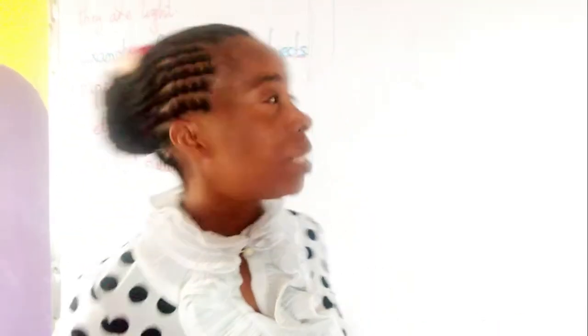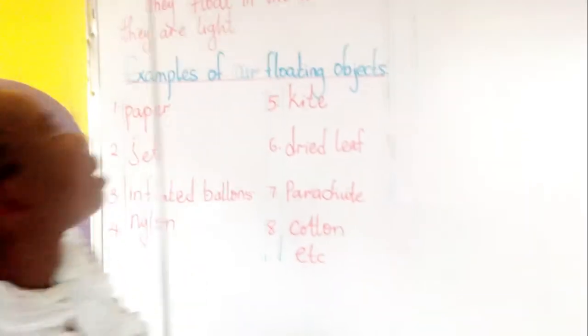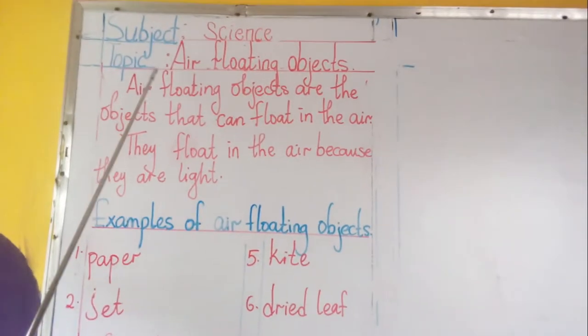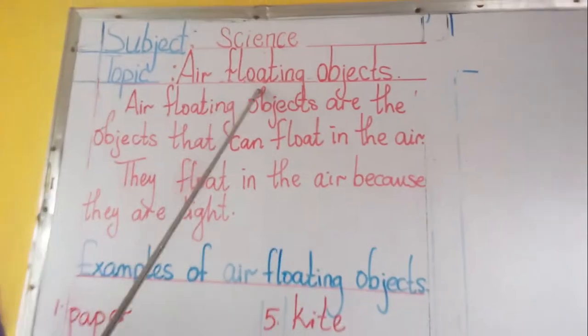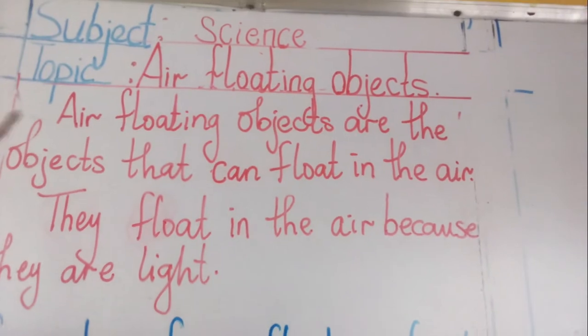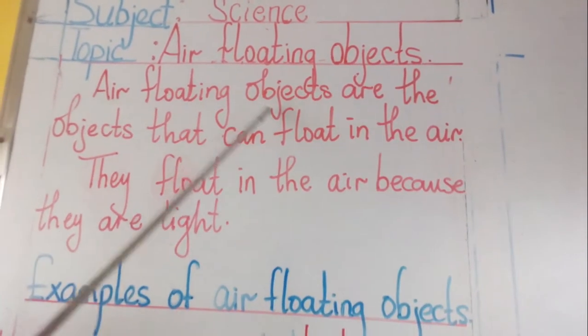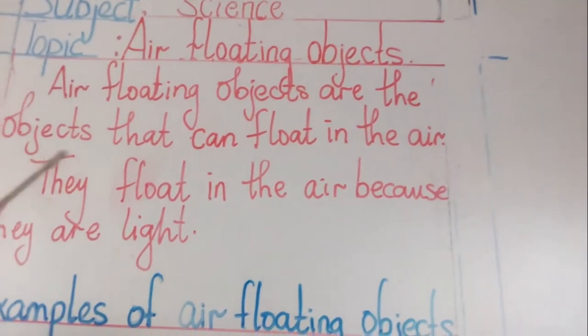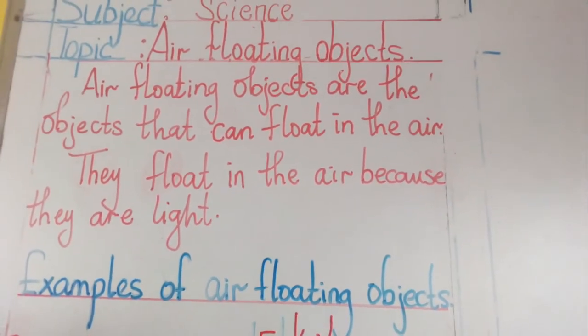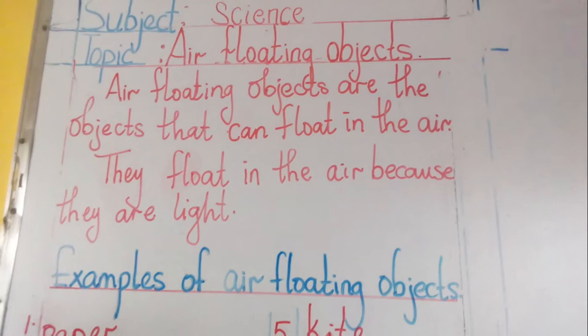And in today's lesson, we're looking at a floating object. Say after me, a floating object. And what are floating objects? Floating objects are the objects that can float in the air. They float in the air because they are light.